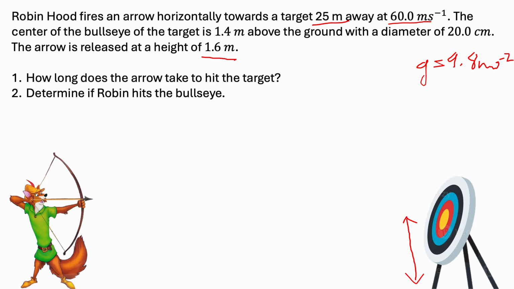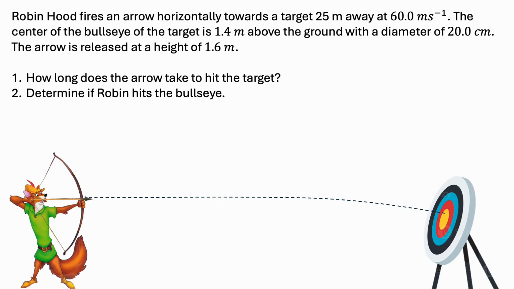So you've got a bit of leeway there, 10 centimeters above, 10 centimeters below, in order to hit the target. How long does the arrow take to hit the target? And determine if Robin hits the bullseye. Okay? So, if you want to figure this out, pause the video now. If you want to see the solution, carry on.